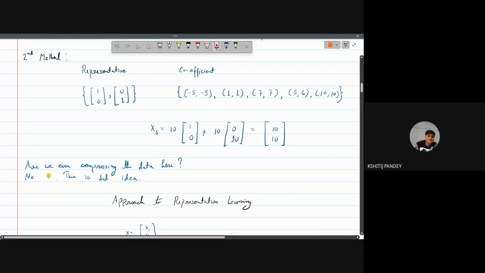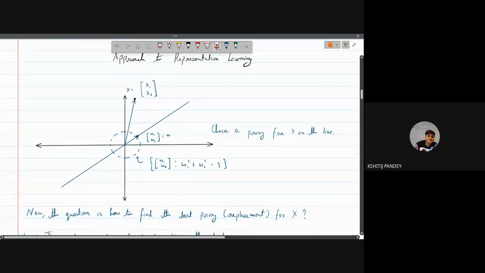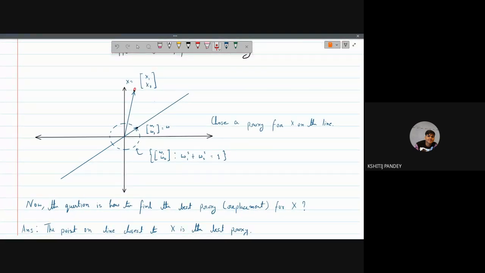So now what can we do? Let's take one example. Let's say we have one data point outside the line. Whatever representative we take, obviously it will be on the line, and we can always take a representative such that its norm square is equal to 1, its length is 1 unit. So what can we do now? The idea is that we will find a point on the line which is similar to this point.